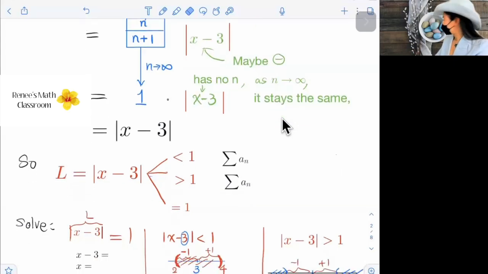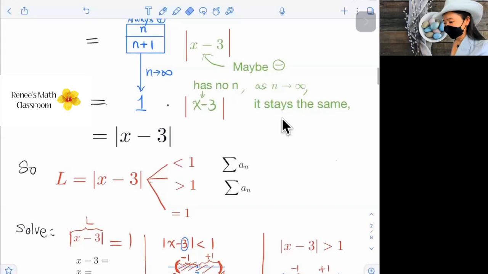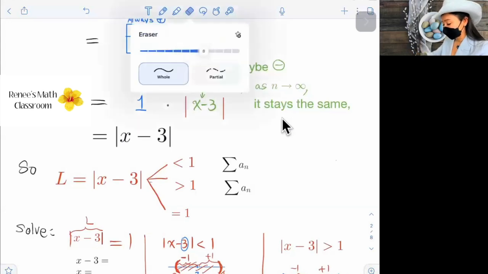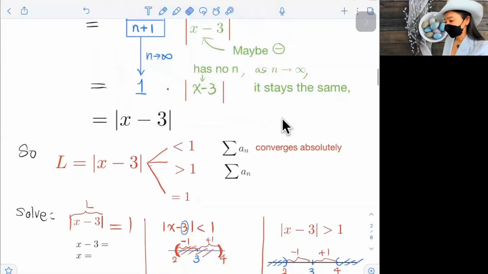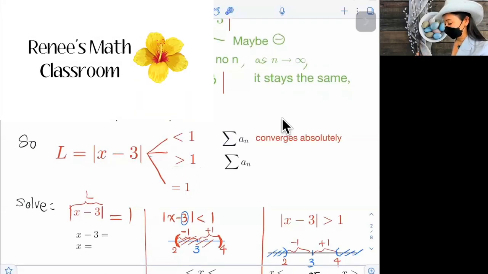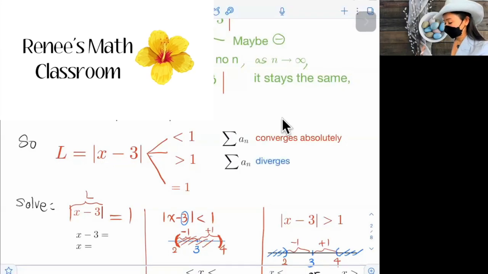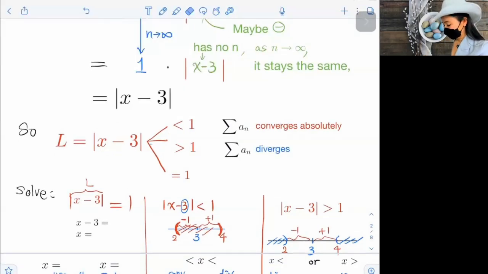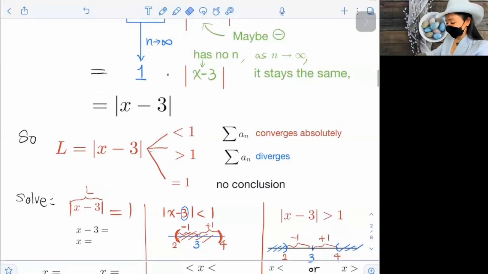Remember the ratio test? The ratio test says that if the limit here is less than 1, then the series converges absolutely. If this limit is greater than 1, the series diverges. And if it's equal to 1, there's no conclusion; you have to use other tests. So remember, this is the limit of the absolute value of a_n plus 1 over a_n. So we want to investigate this.